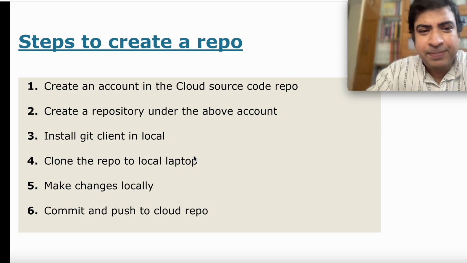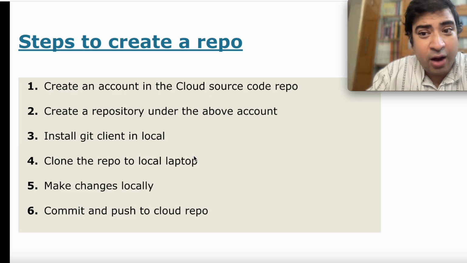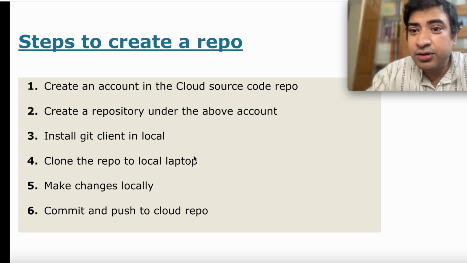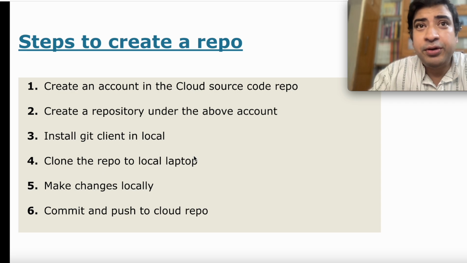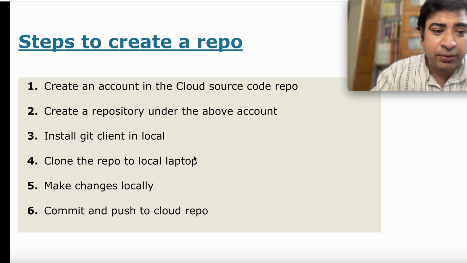So what are the steps to create a GitHub repo? First is we have to create an account in the cloud server. Then we have to create a repository in the account. So basically one repository is normally dedicated to a specific product. Maybe you can think of a company having a GitHub account, and then that company can have multiple products where every single product resides in one repository.